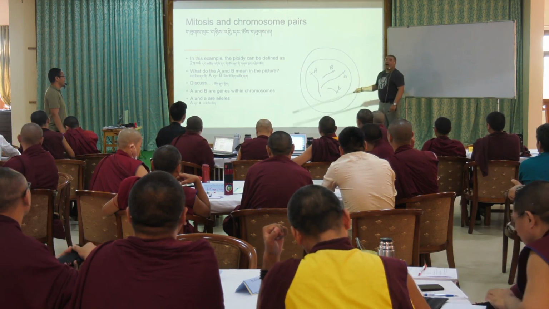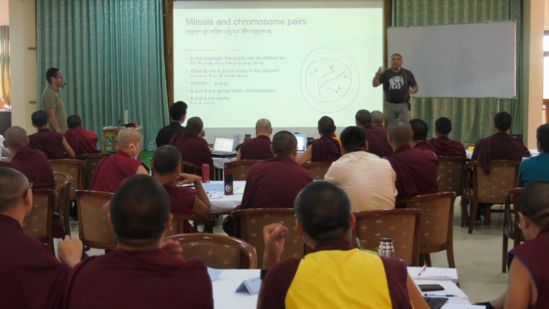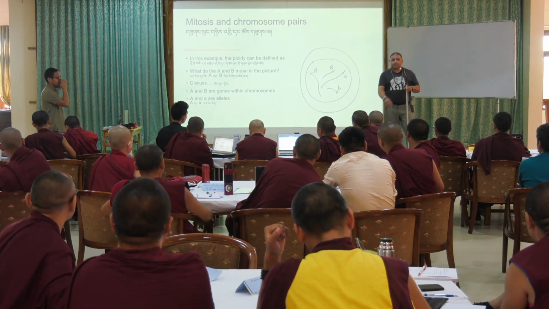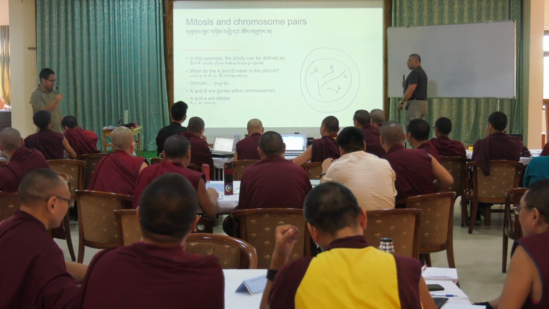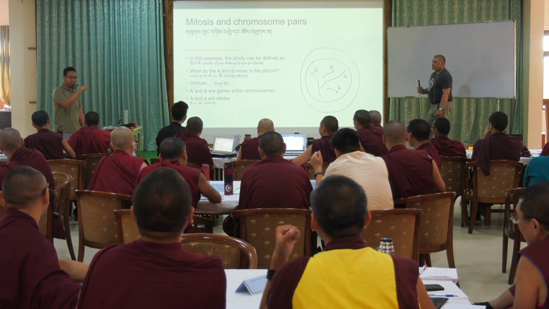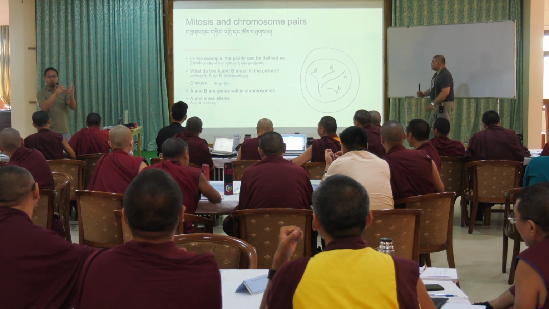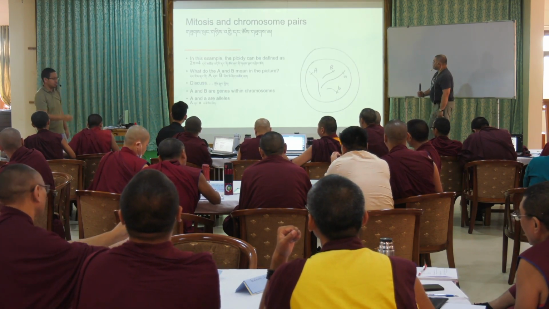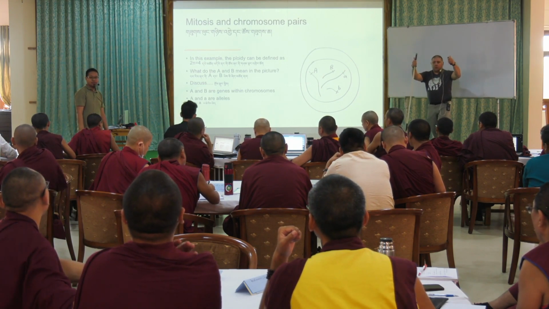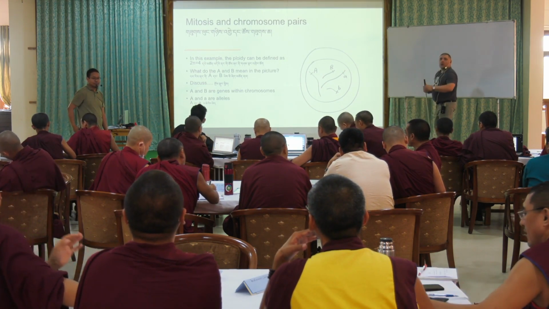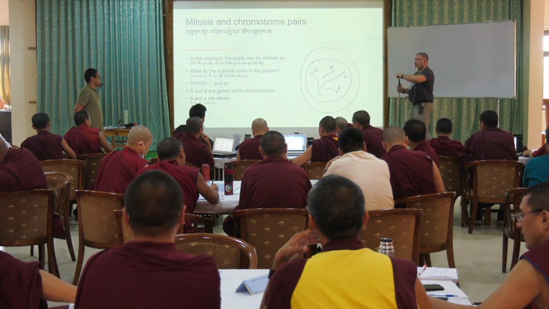Large A and small a are alleles. They're variations, different versions of those chromosomes. Good. Are we good? Any questions? We're good? Perfect, thank you.